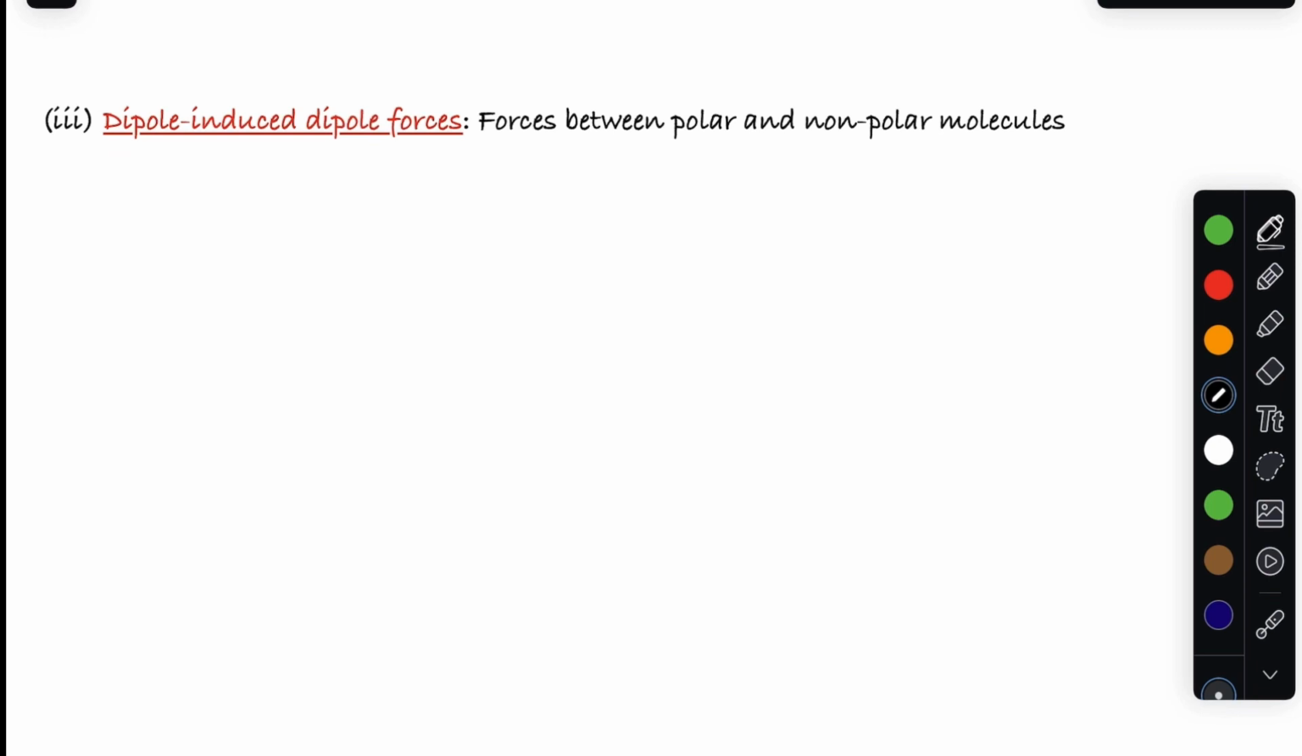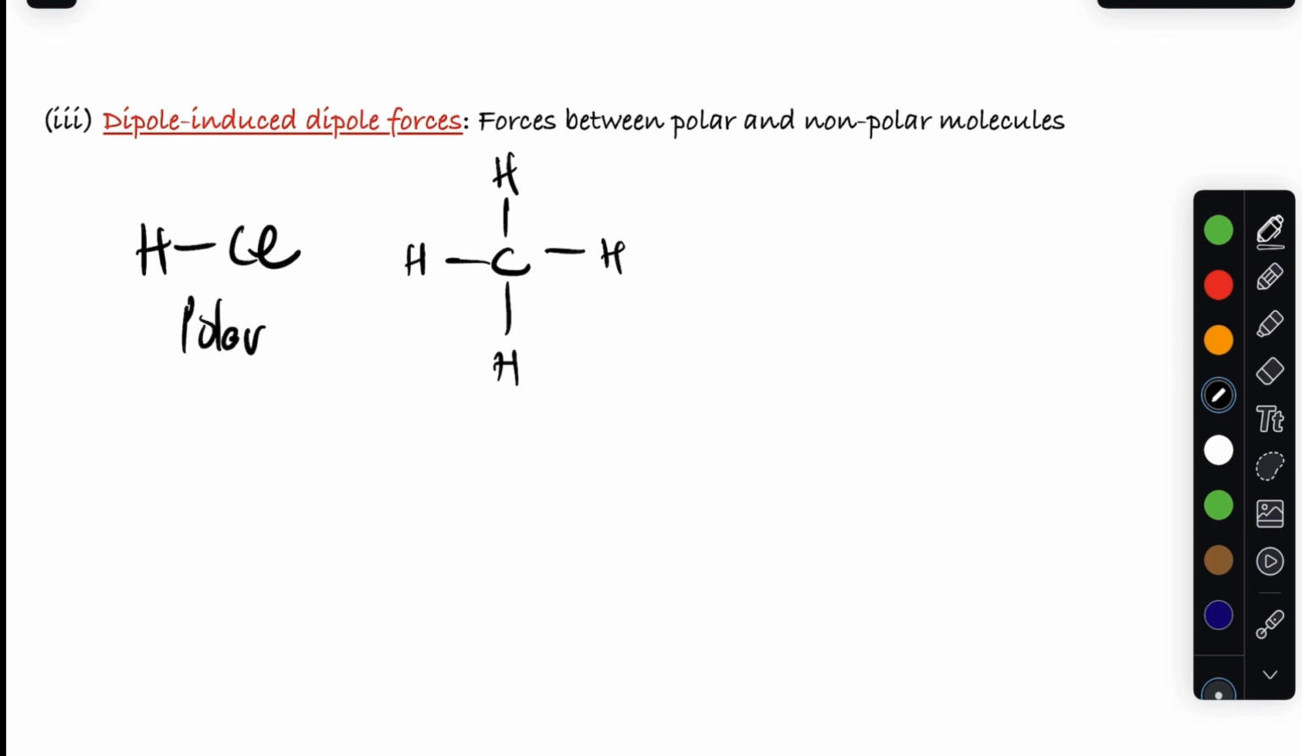Now let's look at this polar molecule. Let's say now it's HCl, which is going to be polar, and then let's take the non-polar. The non-polar is methane, this one, methane. Now between these two, the force between these two, guys, this one is going to be slightly positive, slightly negative, because this is polar and this is non-polar.